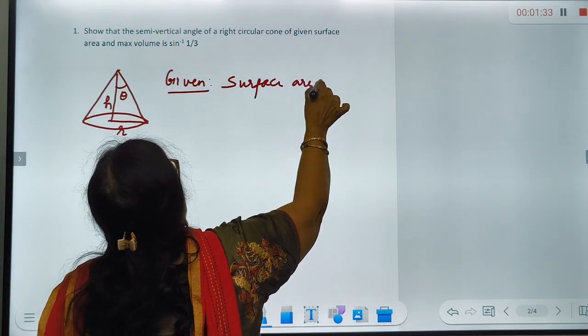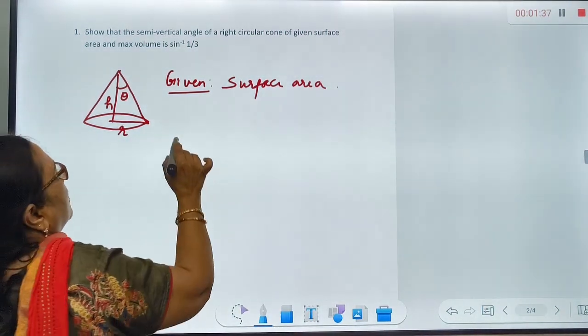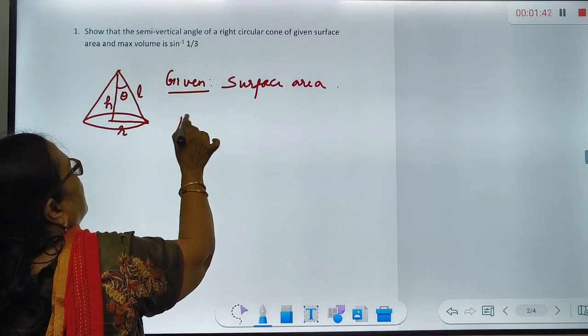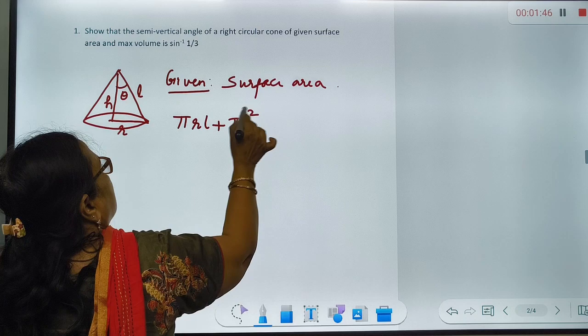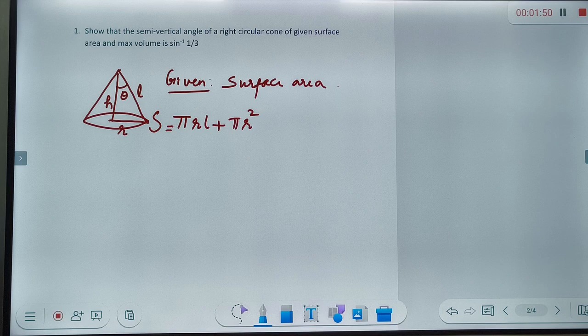Unless and until it is mentioned, if they say surface area, it means total surface area. Okay. So this is L. So what will be the surface area? S equal to pi r L plus pi r square.